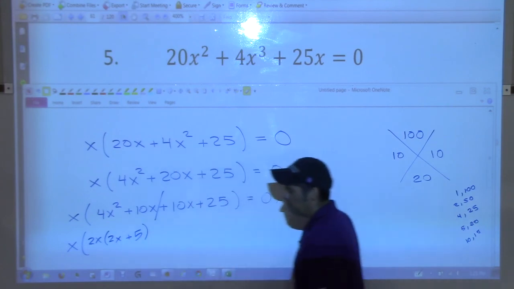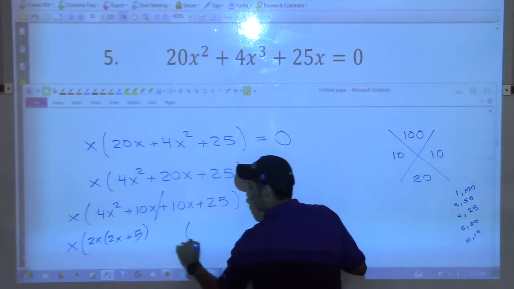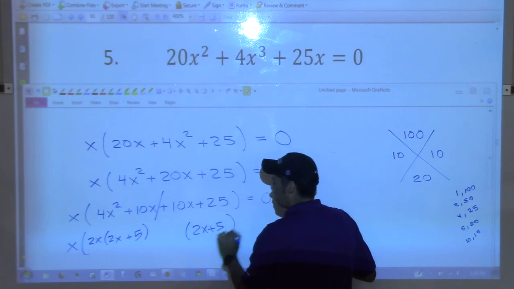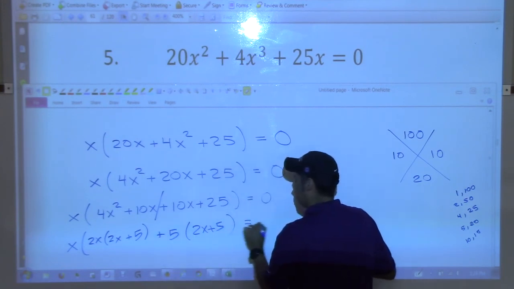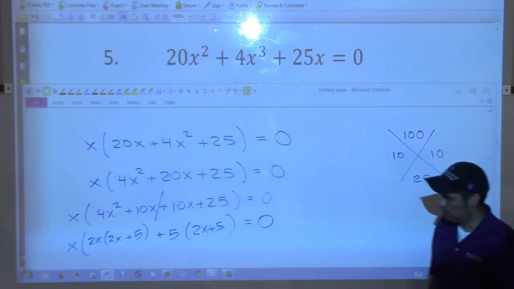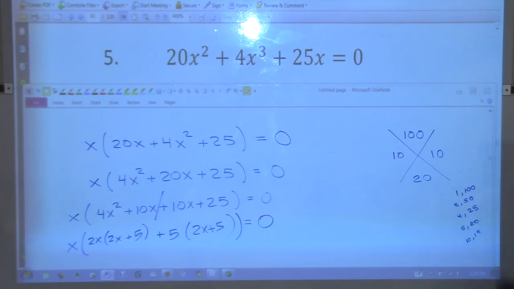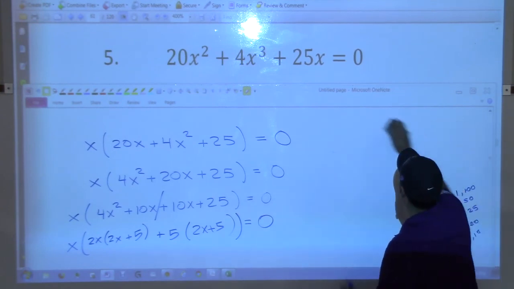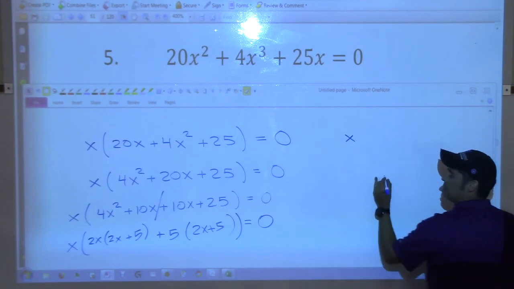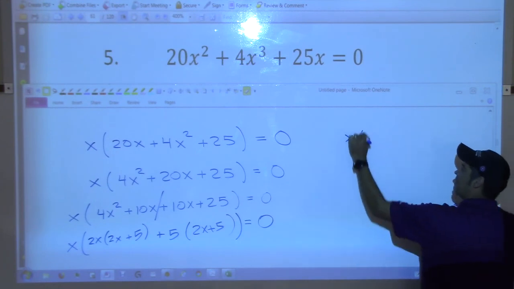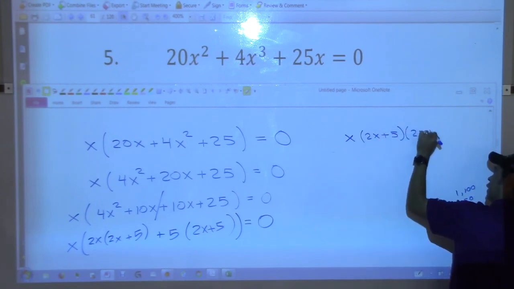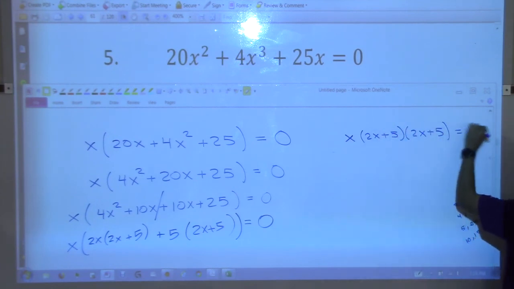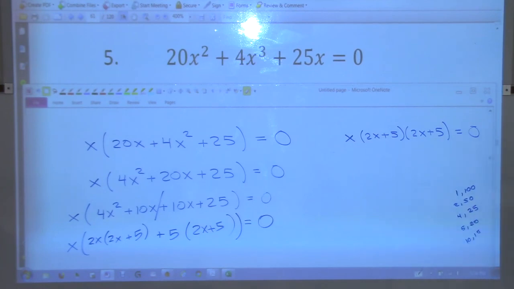I like it. And then you can do the same thing on the other side. Yep, 2x plus 5 on this one. And what goes out front there? Plus 5, equals 0. So you still have the x outside, right? Yep, you still have the x outside, so x parentheses 2x plus 5, and then 2x plus 5 again. It's the same thing twice, isn't it? Equals 0.